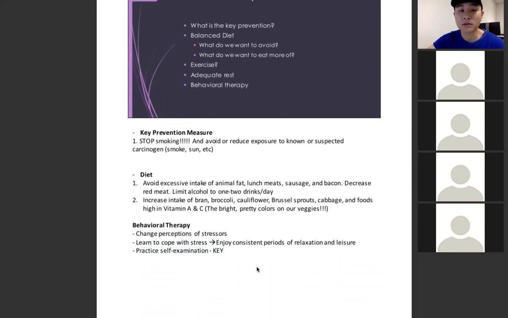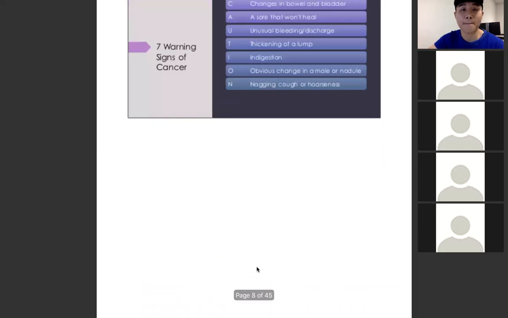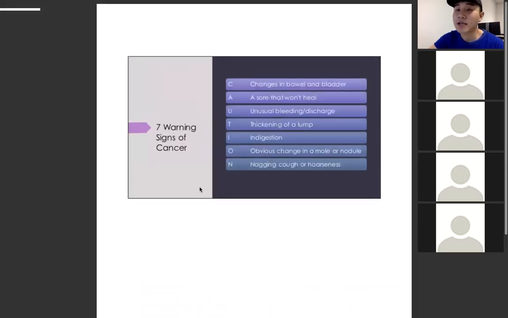So pretty self-explanatory. All right, so this slide is a really important slide. This will be on the exam, like I said earlier. These are the 7 warning signs of cancer. We have to know this by heart. We have to know what the warning signs of cancer are, okay? So they have the abbreviation CAUTION. So C stands for changes in bowel and bladder.